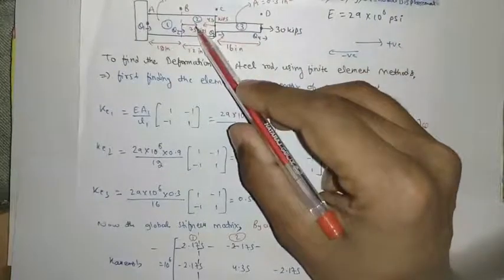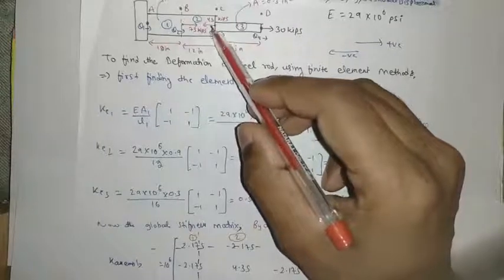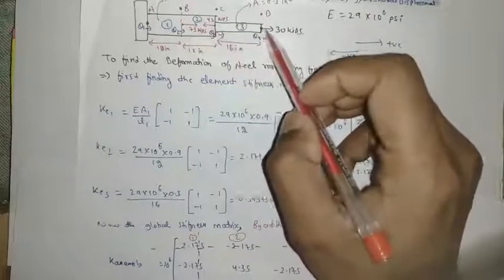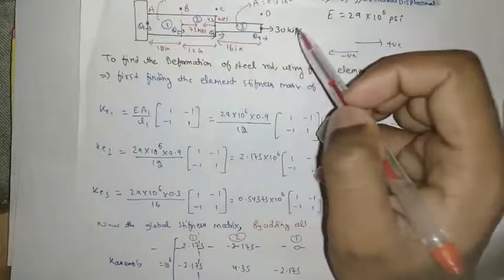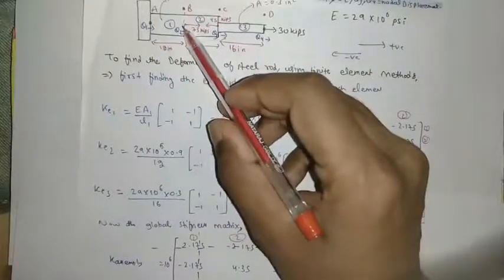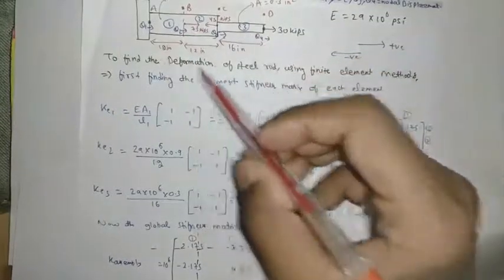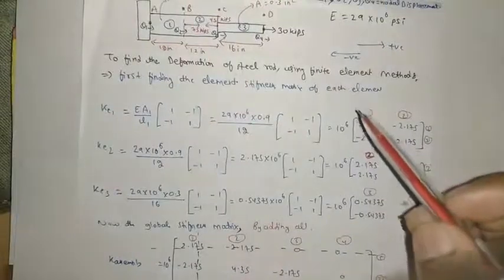So here 75 kips, and at this point 45 kips, and it is subjected to a right-hand side force of 30 kips. The dimensions are 12 inches at this point of force acting, and this is 12 inches and this is 16 inches. You have to find the total deformation of the steel rod using the finite element method.